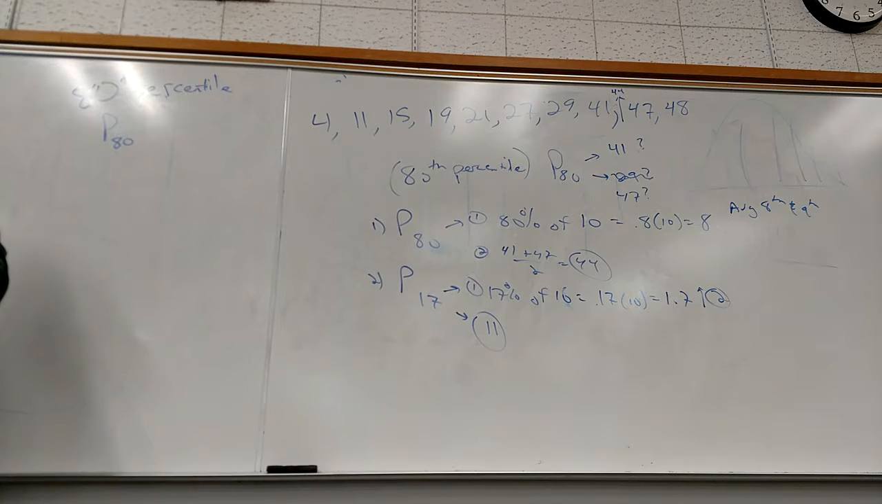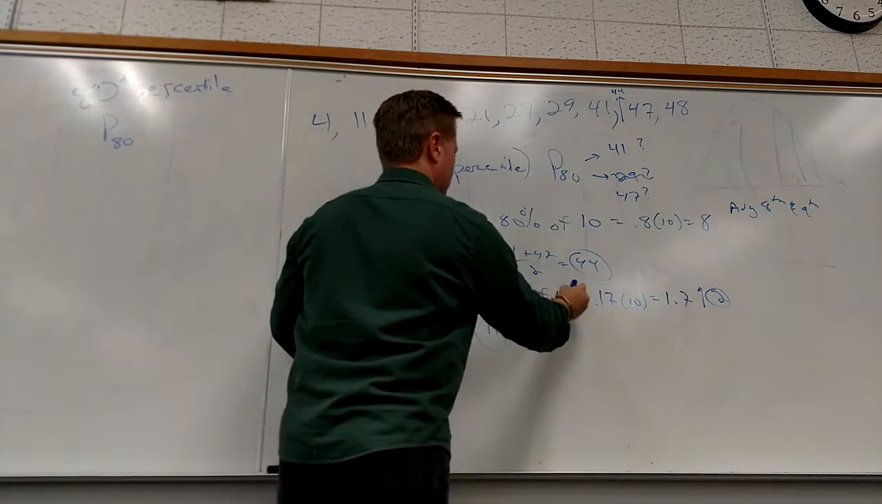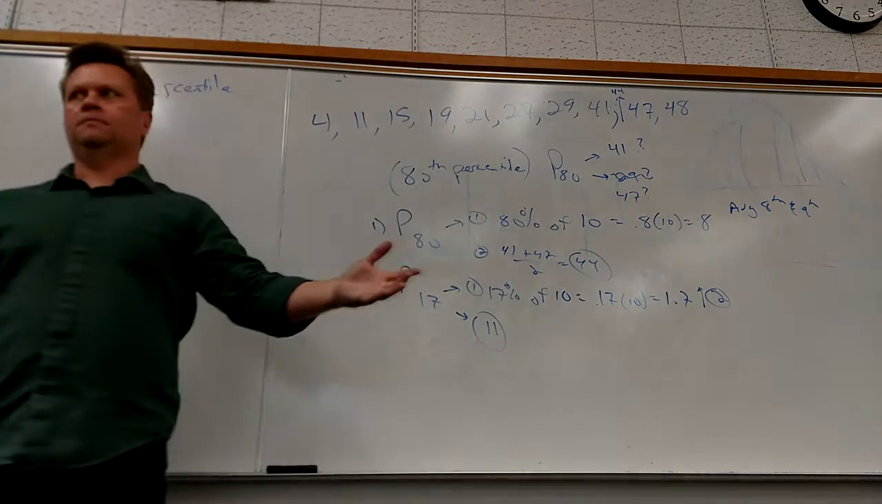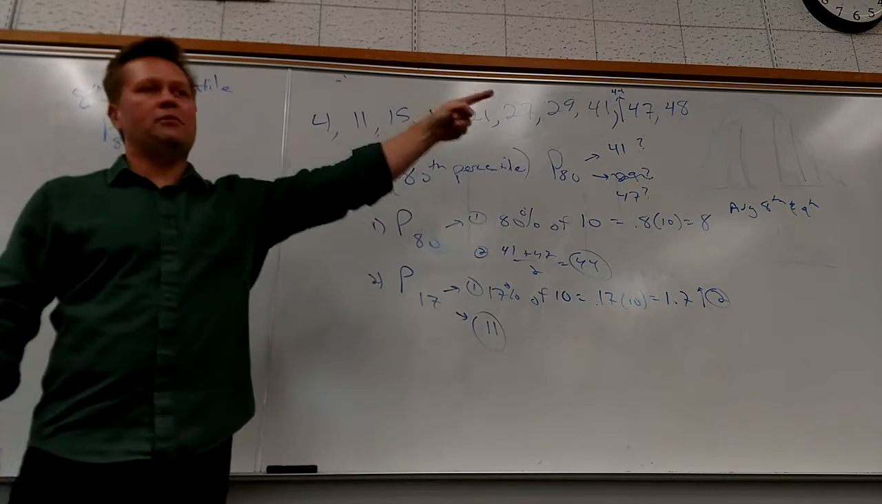Is that 16, right? I don't know. Where are we looking? There? 70% of what? 10. Where's the 10 coming from? Will it always be 10? Yeah, it depends on how many numbers they give you.